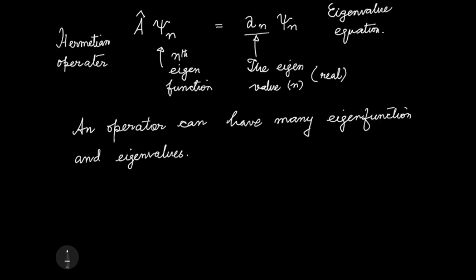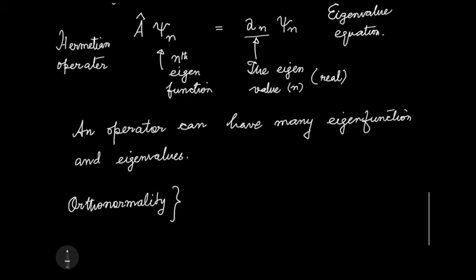Now there is a property of these eigenvalues. This property is called orthonormality. And this comes from the vector space in which the eigenfunctions reside. And again, I will not discuss it in much detail here because it probably will be beyond the scope of this course. But let me just write it down and then we will be able to use it later.